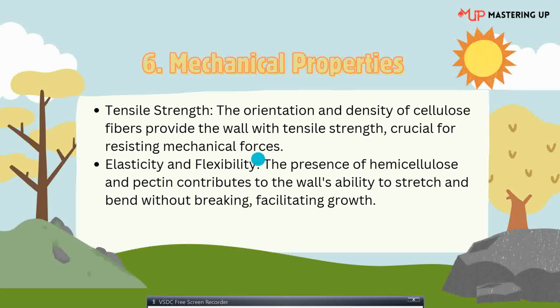Now elasticity and flexibility. The presence of hemicellulose and pectin contributes to the wall's ability to stretch and bend without breaking. So the cell wall can stretch and bend without breaking, but this happens only when a stress or something is present.